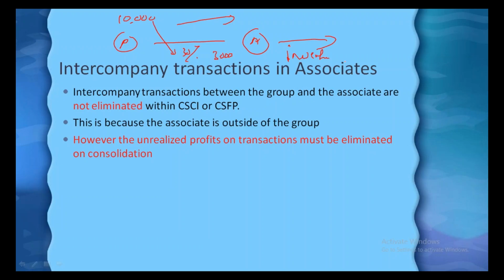Similarly, the opposite can also happen. A can sell goods to P. A might have sold goods for 10,000 and P has not yet sold any part of those goods, so that is unrealized. So if A has made a profit of 3,000, when we are looking at associate company profits, that profit must not be considered because that is not yet realized profit. Again, as far as the associate is concerned, it is a pure profit, but when you are merging, it is not yet a profit. That is how it works out. We will look at some of these things in detail in a minute.